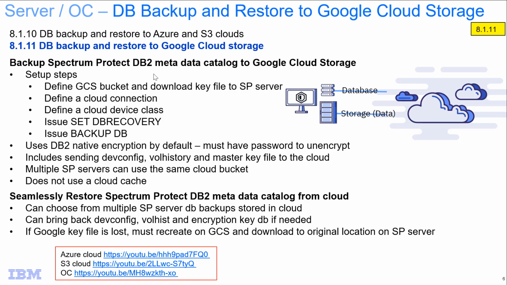Hi, welcome to this demo of IBM Spectrum Protect version 8.1.11. In this version, we introduce the ability to do a Spectrum Protect metadata catalog backup, also known as a backup DB, to the Google Cloud storage.